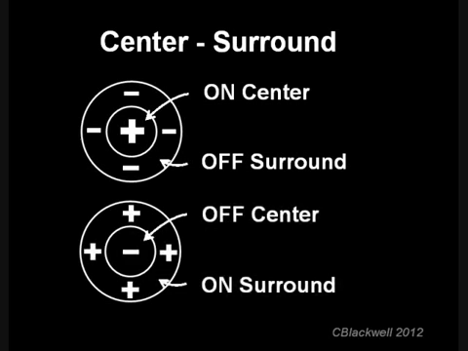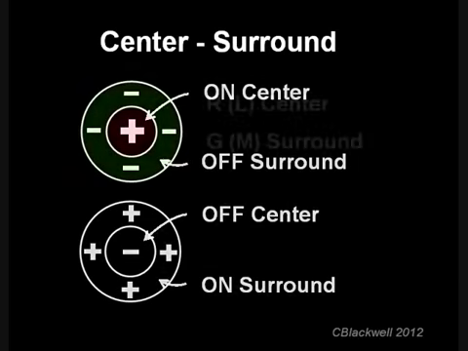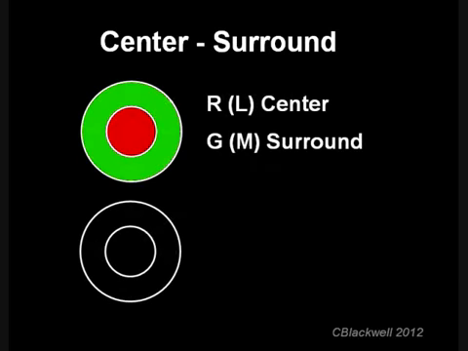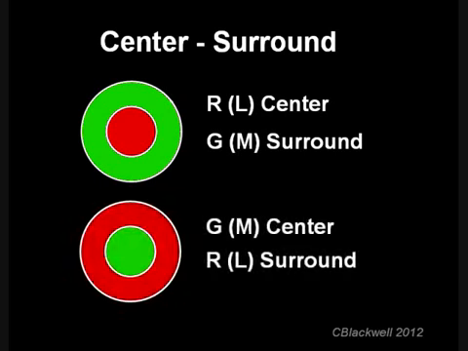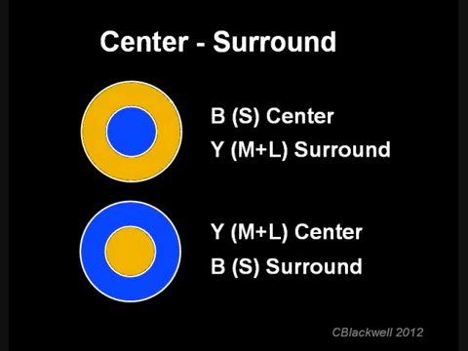Color vision researchers have found 4 arrangements in the retina. 1, a center of red cone activation with a surround of green cone inhibition. 2 is a green center with a red surround. Technically, blue also inputs into this system. Here is the other center-surround pair with blue versus yellow.